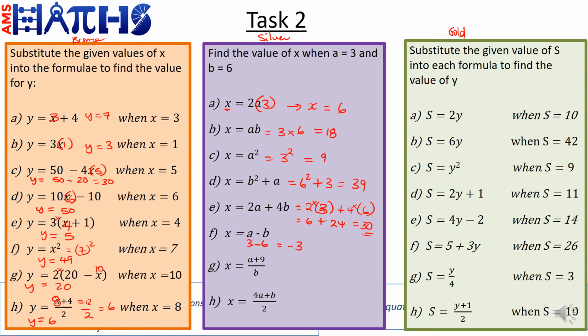For g, we're replacing a with 3 and b with 6. 9 plus 3 gives us 12. 12 divided by 6 is equal to 2. For our final question on silver, we're replacing a with 3 and b with 6, and then we need to divide that by 2. 4 times 3 is 12. 12 plus 6 is 18, and then 18 divided by 2 is equal to 9.